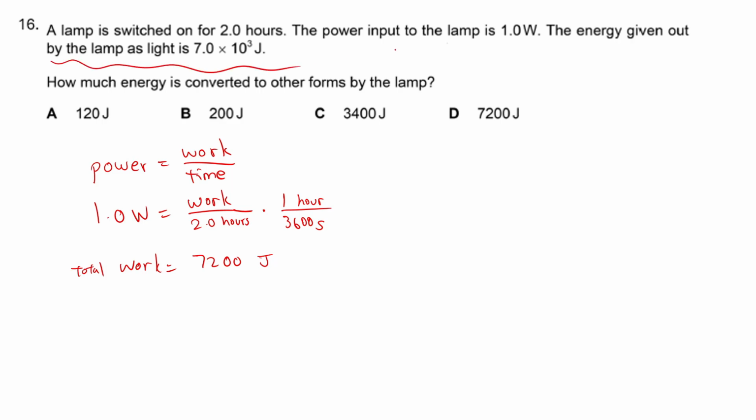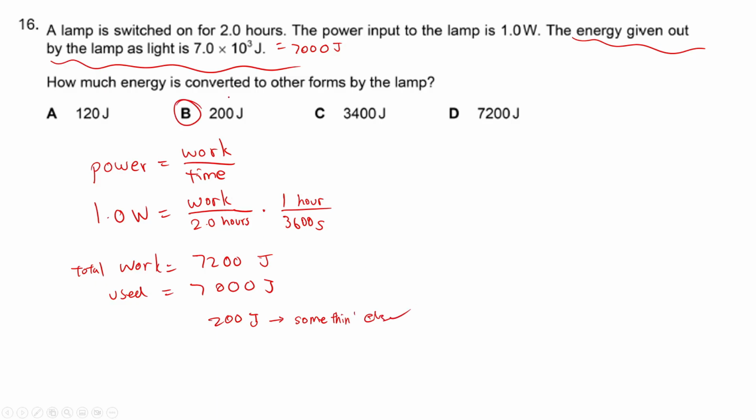It says that the energy given out by the lamp as light is 7.0 times 10 to the third. So if you expand this out, it's going to be 7,000 joules. And we can see that the used is equal to 7,000. That means that 200 joules is converted into something else. So the answer is going to be B.